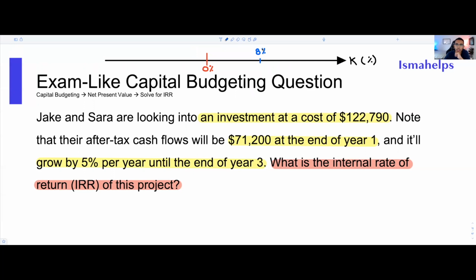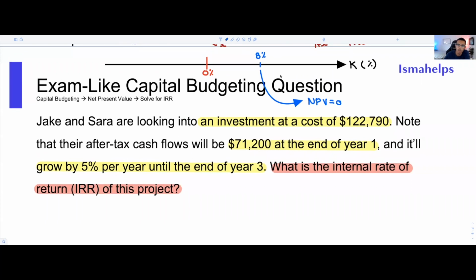The reason why the IRR is so interesting is because it's a specific point at which your NPV will be equal to 0. So I could go ahead and write it here. It's a specific point where your NPV will be equal to 0. I could go ahead and write IRR right above it. So this is going to be your IRR. It's a specific point at which your NPV will be equal to 0.